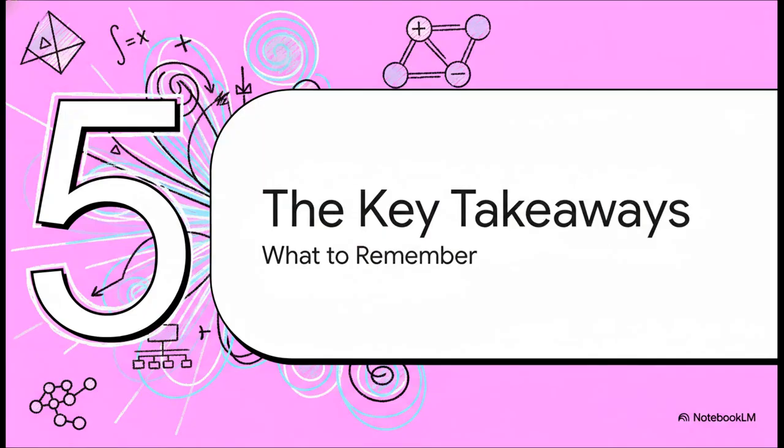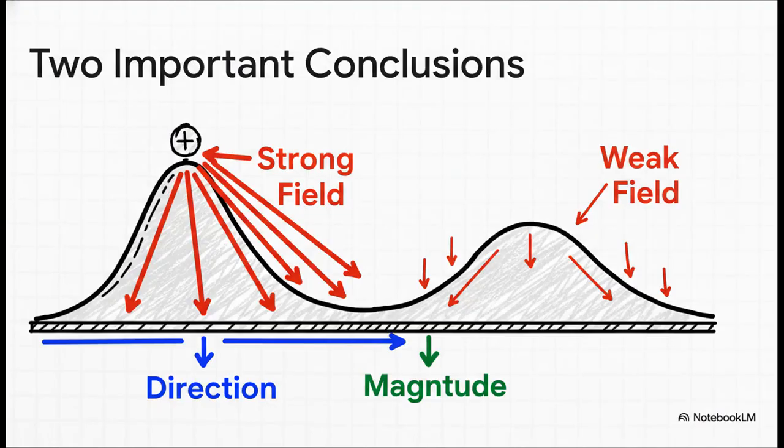So after all of that, what are the big ideas you really need to walk away with? Let's boil it all down to the essentials. Here are the two things you absolutely need to remember. First, the electric field always points downhill on our potential map. It's always going in the direction of the steepest, fastest drop in potential. And second, the strength, or the magnitude, of that electric field is the steepness of that hill. It's literally a measure of how quickly the potential is changing as you move through space.